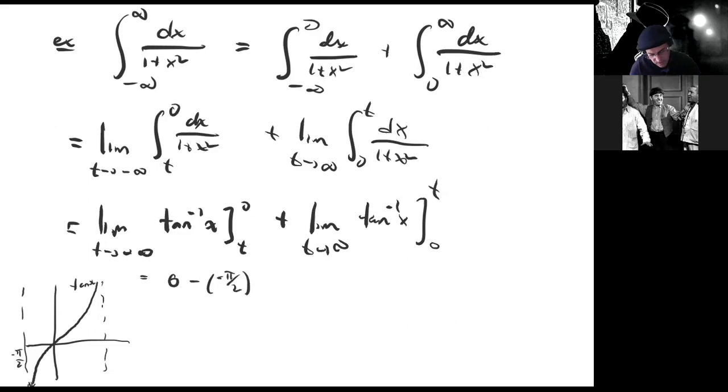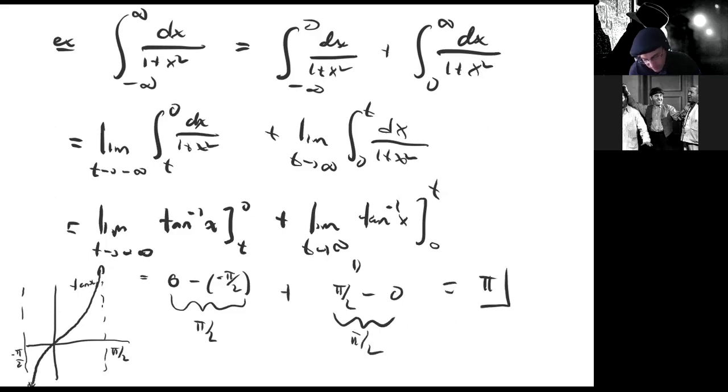So this first thing is going to be giving me a pi over 2 contribution. Similarly, the second expression, as t goes to plus infinity, the arctangent is going to tend to pi over 2, because the tangent of pi over 2 is plus infinity. So this is going to give me pi over 2 minus the arctangent of 0, which gives me another contribution of pi over 2. So we have to add these together, and we get a value of pi for the answer. How sweet.